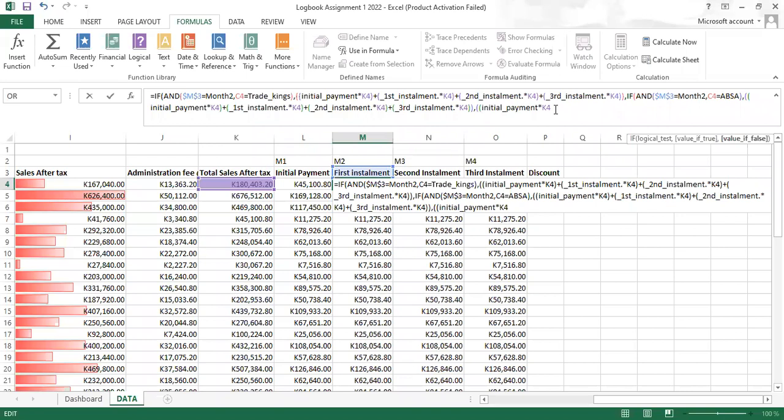So times, then close bracket here, plus second installment, or first installment, I mean first installment. Okay, also put a bracket here after a plus, then a times K4. Since you already know that K4 is the sales after tax, you can just type it. Okay. So this is what we want if what is there is false.